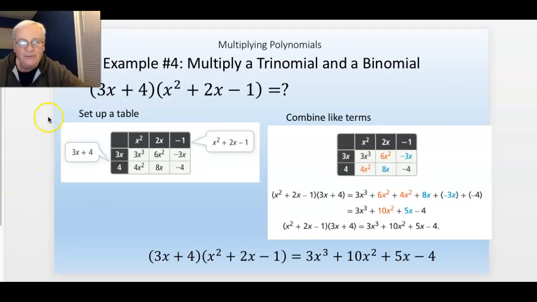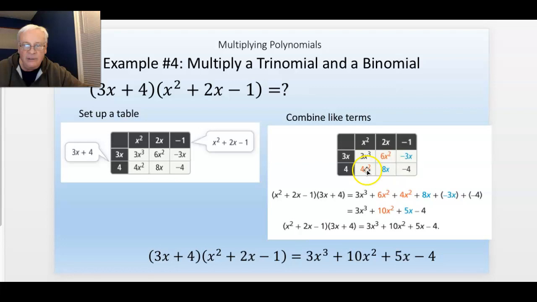Right, another example. This is a trinomial times a binomial. All right, and I always use a table for this one. In this case, the 3x plus 4, I put down the side here. And the x squared plus 2x minus 1, I put across the top. And multiply them all together.